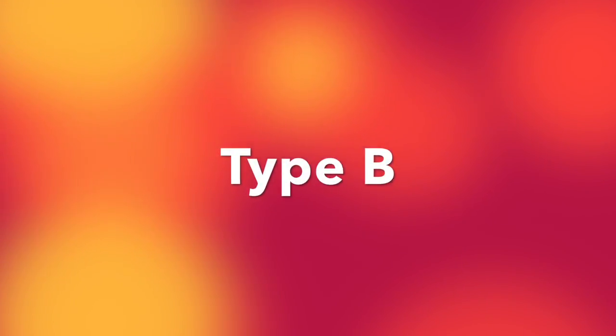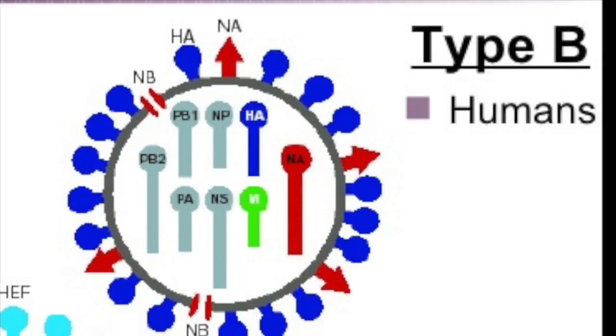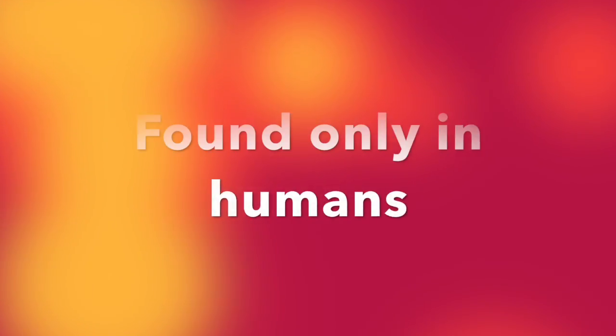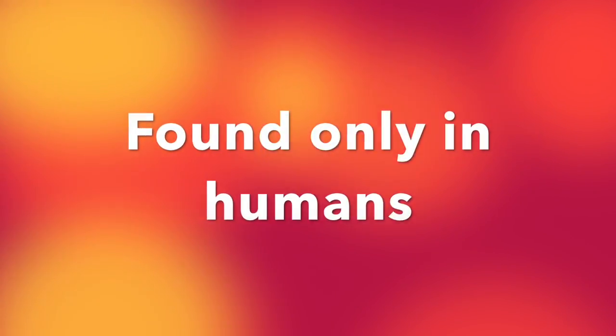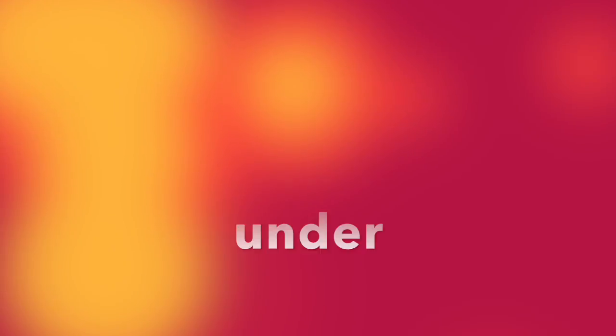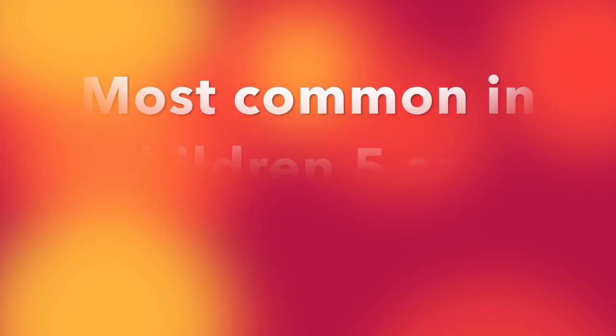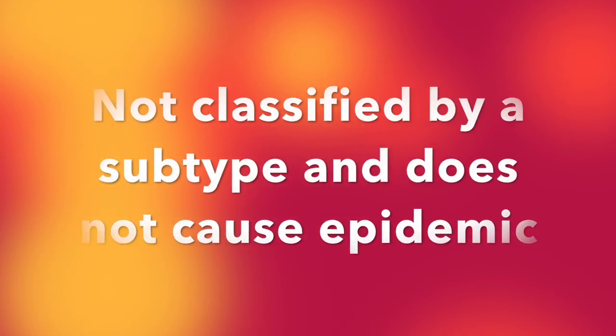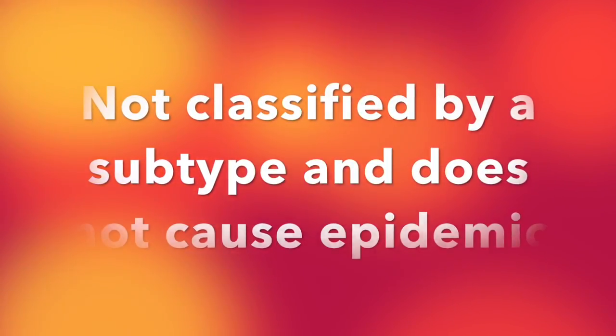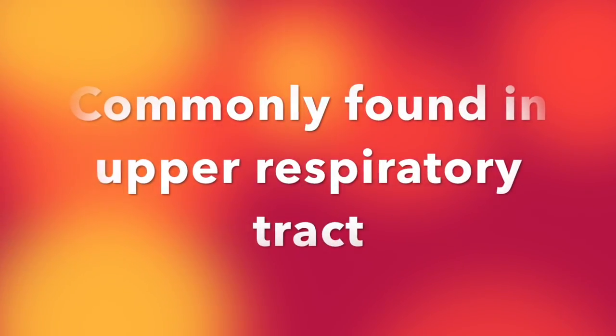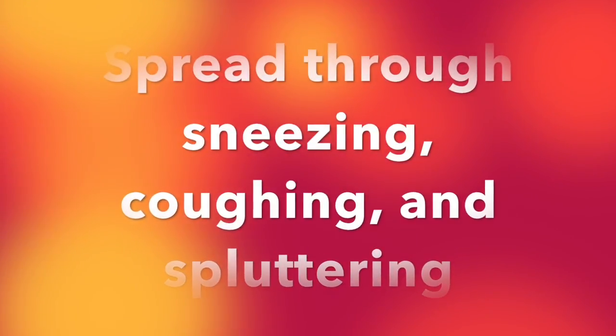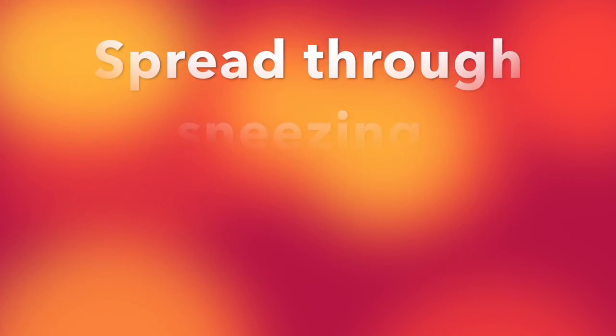Type B. Type B is found only in humans. It's most common in children 5 and under. Type B is not classified by subtypes and does not cause epidemics. Most commonly found in the upper respiratory tract, spread through sneezing, coughing, and spurting.